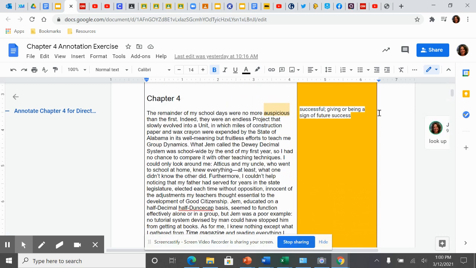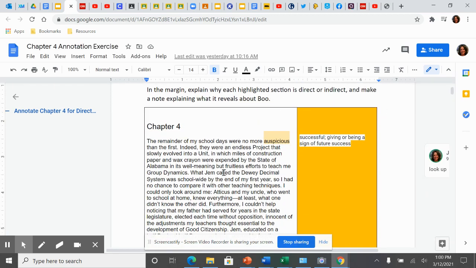You are to read the rest of the chapter or the whole chapter from beginning to end and annotate for those purposes. Also remember, you need to decide on a color for new vocabulary, new words. One that we came across in class yesterday was auspicious. I highlighted that in this really ugly kind of tan color. And we looked up the definition, which is successful or giving or being a sign of future success. "The remainder of my school days were no more auspicious than the first." Ooh, so she still doesn't have a good time of it in school for the rest of the year.